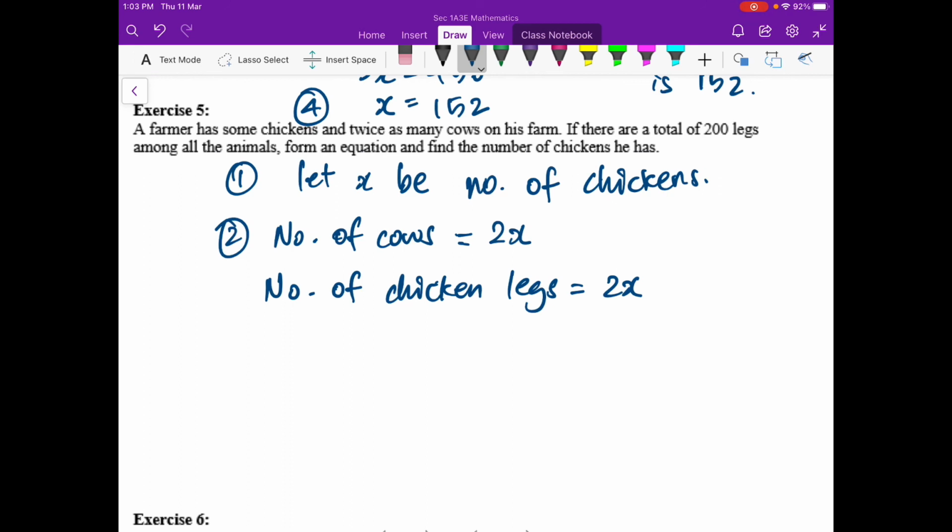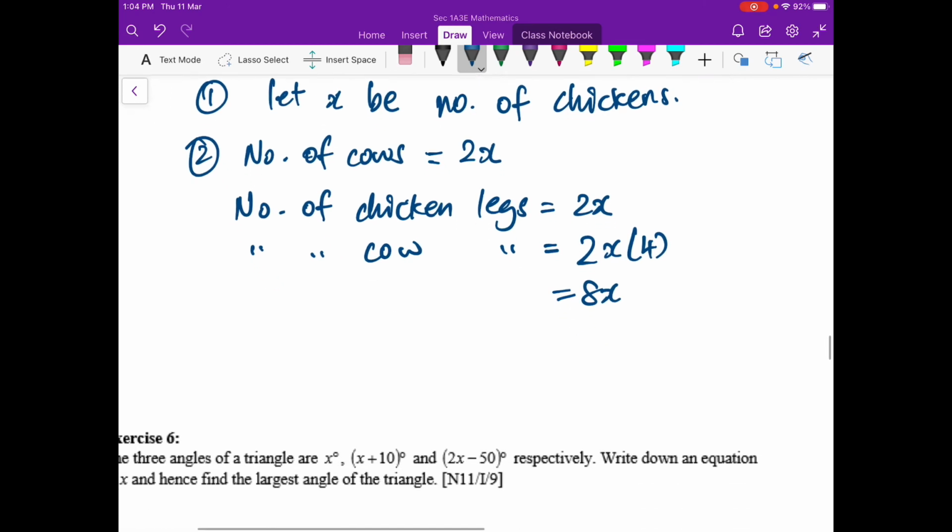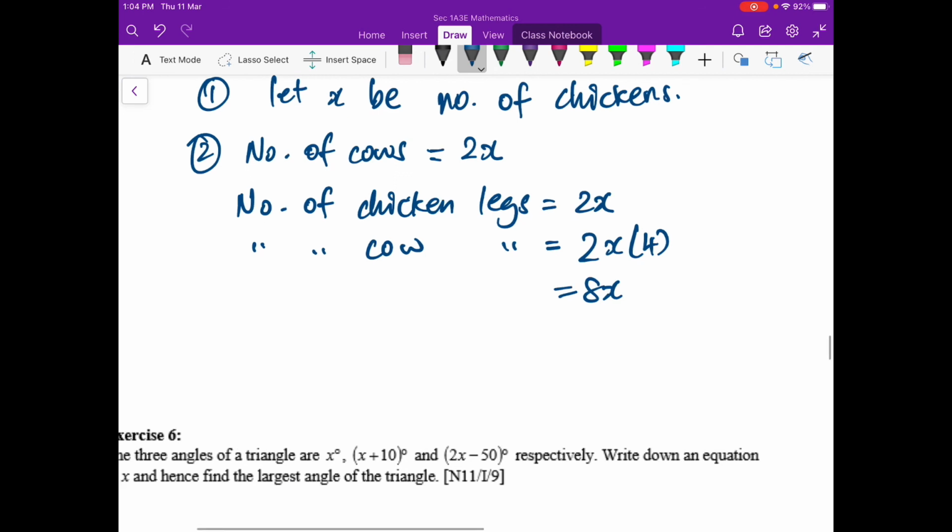What else do I need? Number of cow legs, right? Number of cow legs equals to 8x. How many x? 8. Because one cow has 4 legs, so we have 8x. Oh, Glenn, you don't know that, you better go and look at pictures of animals. Okay, chicken legs 2x, cow leg 8x.